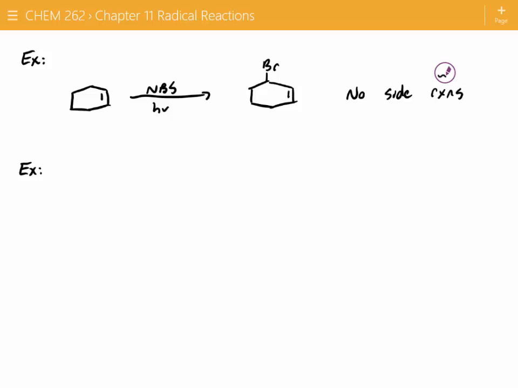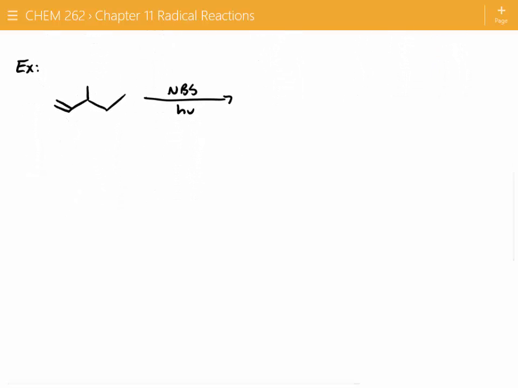So let's look at a more complicated example. And this time we'll break it down into pieces a little bit more. So we've got NBS and we've got our UV. So let's go through and actually do the mechanism for this. So what will the first step be? Will it be initiation, termination, propagation? Initiation. So first step will be forming our bromine radical.